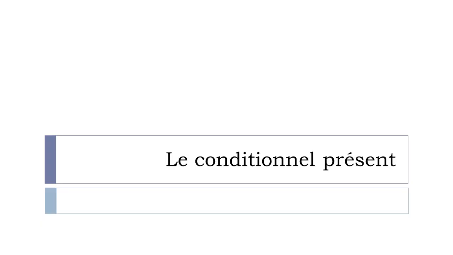Le conditionnel présent. So basically the conditionnel is, as in English, this conditional form, so would, could, okay? But of course, as in English, we've got different tenses for that. And the first one that we will see, the more classic tense that we usually use when we talk about the conditionnel, is the present form. Okay, so let's start now.